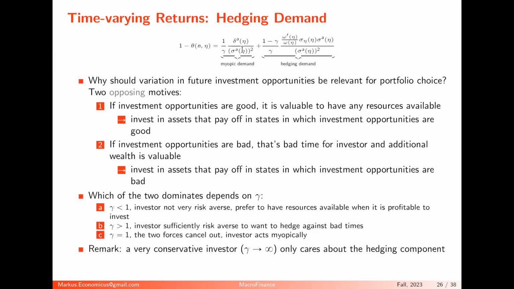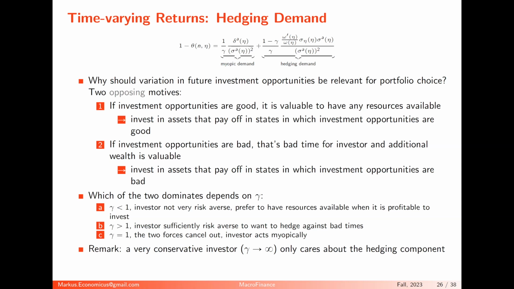of the portfolio. But if not, let's say gamma is smaller than 1, so we're between log utility and risk neutrality. If investors are not very risk averse, they prefer to have resources available when it's profitable to invest. So they say, I really like it when the investment opportunity goes up, I want to have wealth then. If you're between risk neutrality and log utility, that's the case. If you're more risk averse than log utility, then you really want to hedge against the bad times, and then it goes in the opposite direction. You see, it really depends whether gamma is larger or smaller than 1.